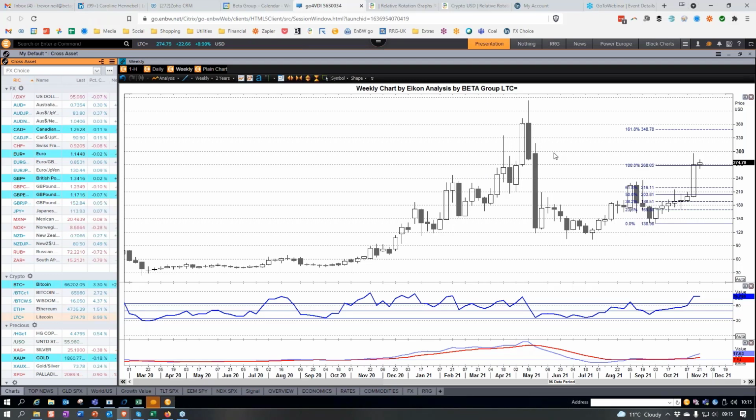Now it doesn't have to stop there. I put the 161.8% in there, and it depends how it behaves right now. My experience is that if we move decisively through the 100% without hesitation, too early to say that yet, then we do usually go to the 161.8% level. But if it's going to stop, this is a good place for it to stop.